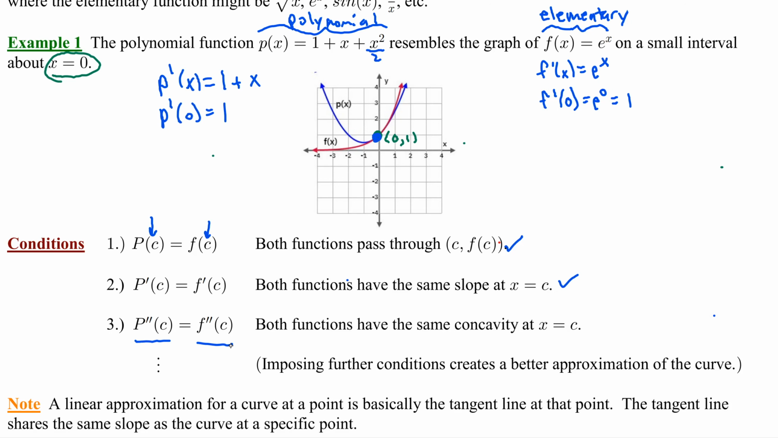That is, both functions have the same concavity at x equals c. Now, we could continue imposing further conditions, finding higher order derivatives, and as we do that, that's going to give us a better approximation, a polynomial approximation of the elementary function. Now, believe it or not, you have done this before many times, specifically in Calculus 1.